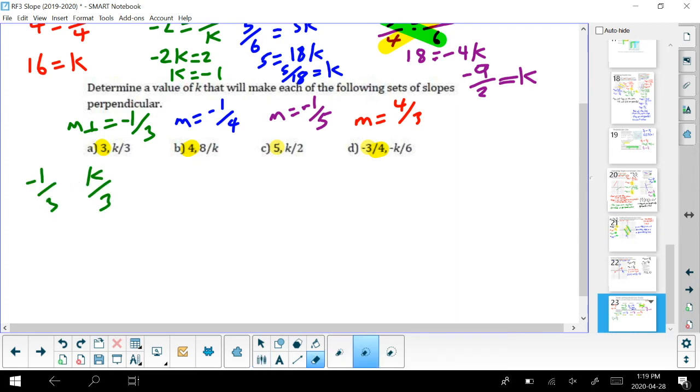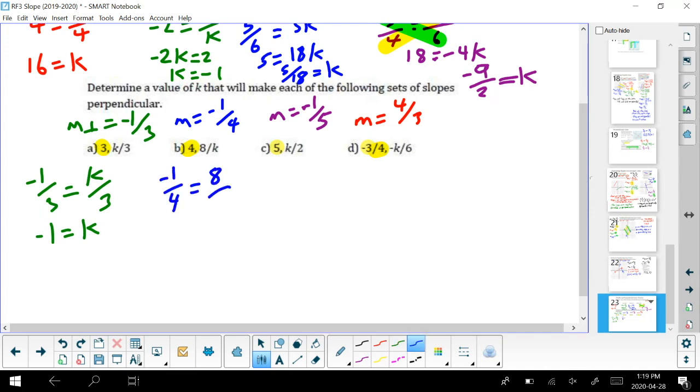In this case, instead of cross multiplying, giving myself some extra work, I'm just going to multiply both sides by 3, and I'll get k is equal to -1. For example B, I've got -1/4 is equal to 8 over k. I can cross multiply here. I'll get -k is equal to 32. Divide both sides by -1, and I'll get k is equal to -32.